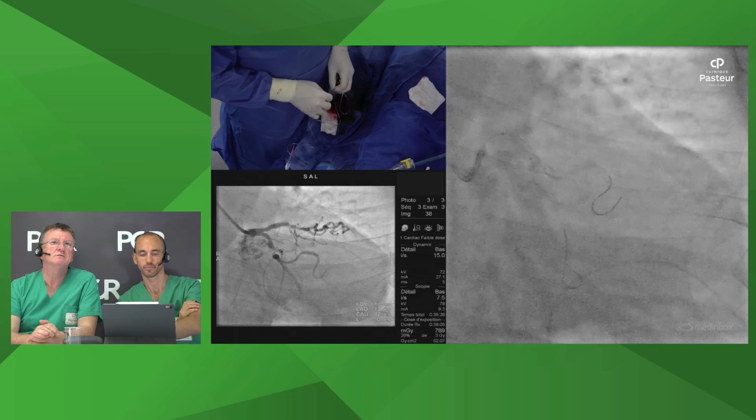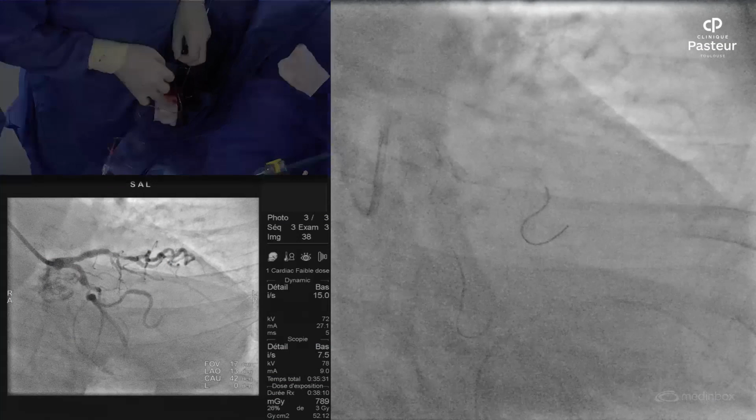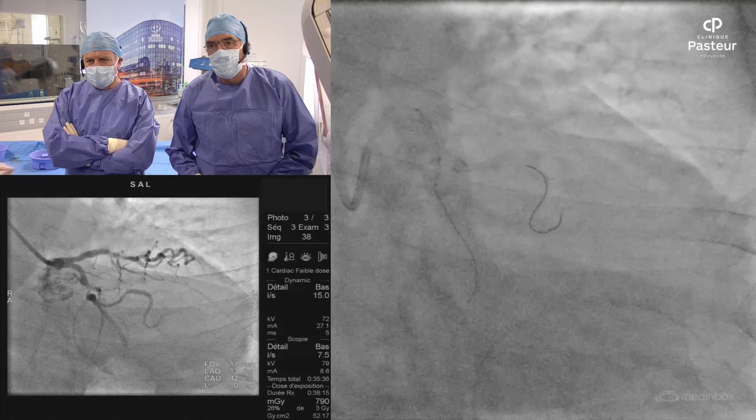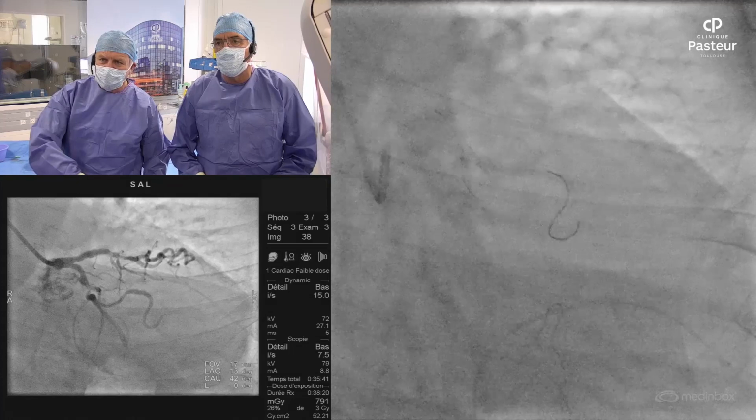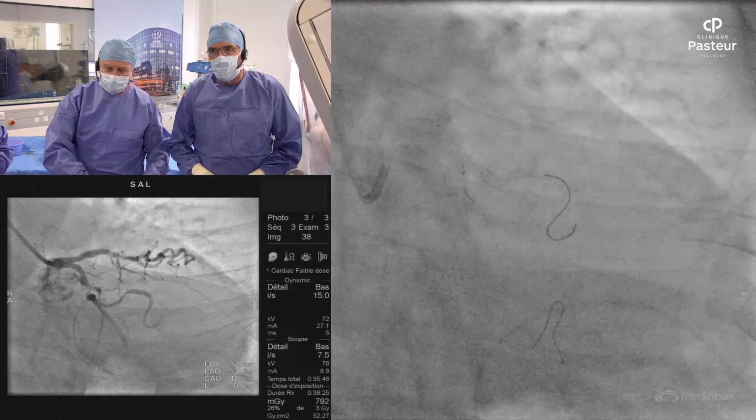But it's not the same place. So I think that here is good. Here it's okay. What is the size of the balloon? 2.5. But if we cannot, I think we will advance another one. We try. I think a smaller one. Yeah, or a new one. A smaller or new one? It's okay. We cross it.